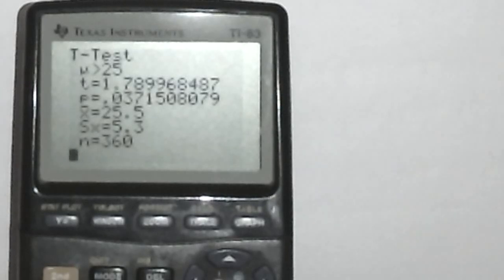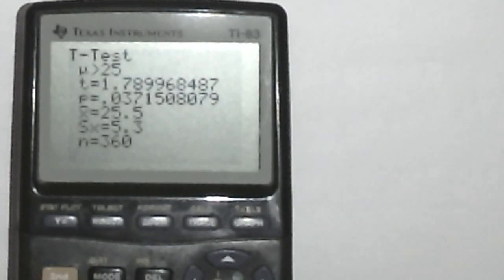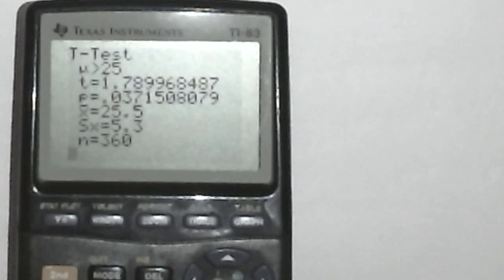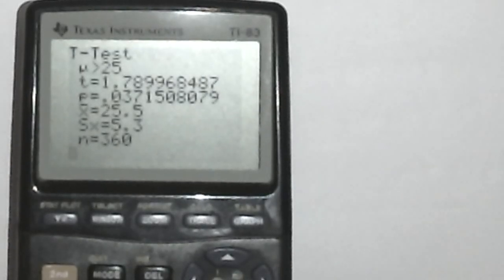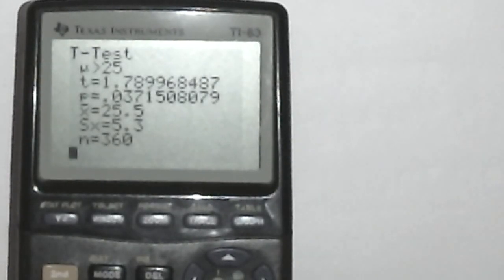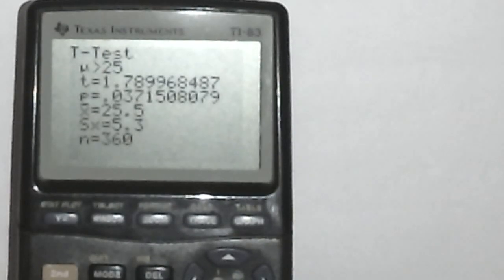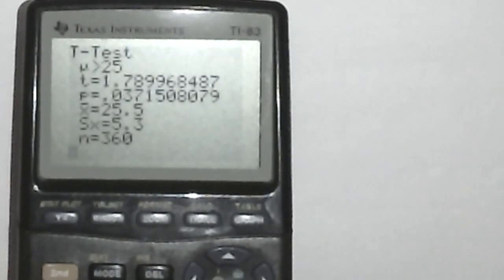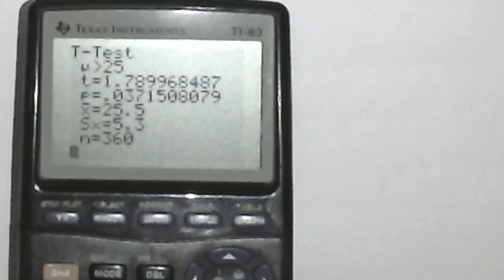conducting this hypothesis test. Because our p-value is a little larger than 0.01, we cannot reject the null hypothesis. So therefore, the claim that the mean weight of all 1-year-old baby boys being greater than 25 pounds is not supported. And that was the same conclusion that we ascertained when doing the problem, the critical value method. So that concludes this upper tail test via the p-value method.